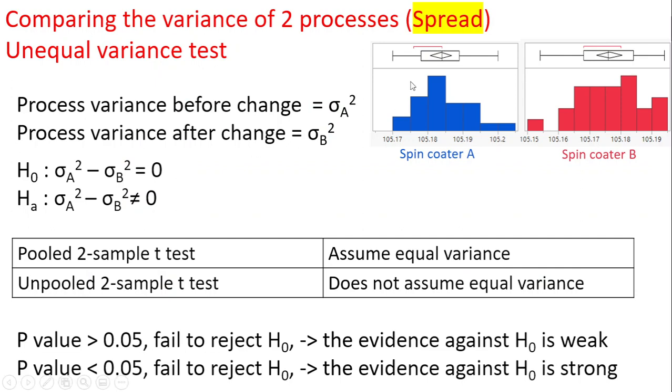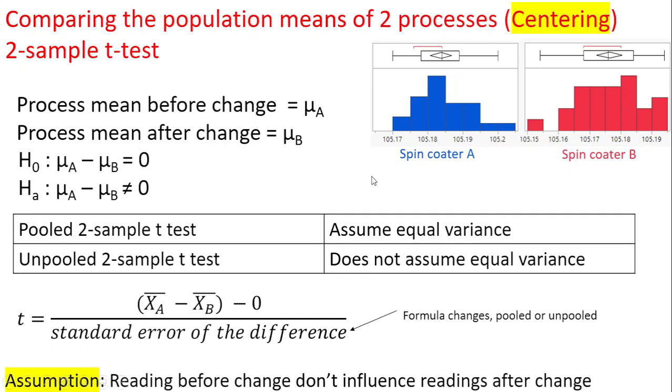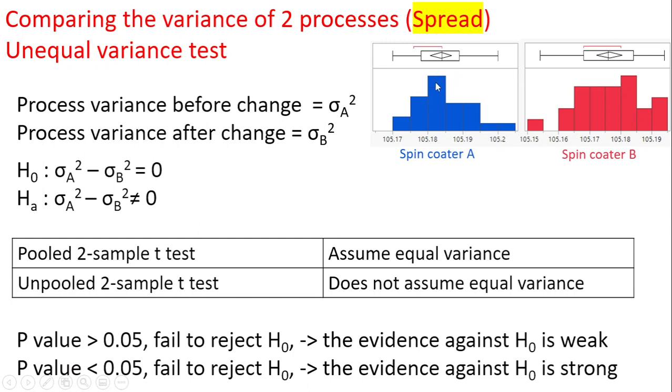So there are two things that you might want to know. One is the spread of the variation that is generated by these two spinners, and also you might want to know the centering. This is something I'll talk about at a later stage. Now let's look at the spread. So the way we use hypothesis testing to see if the spread is equal or not is by doing this unequal variance test. So basically here you use the variance for the sample data that you have collected.